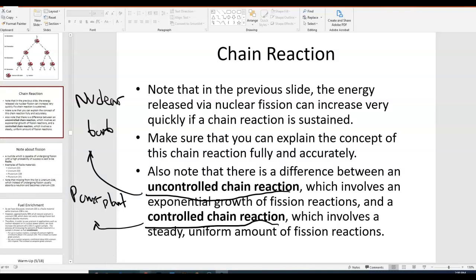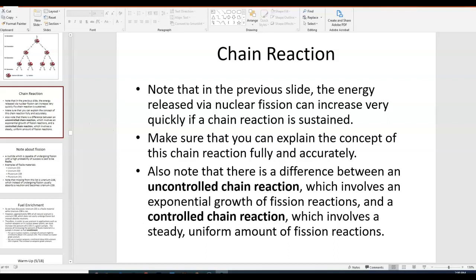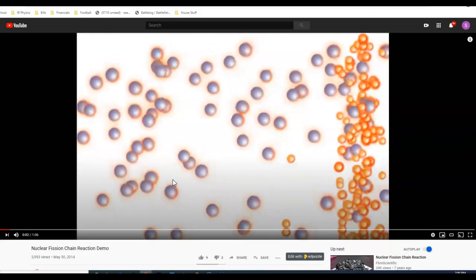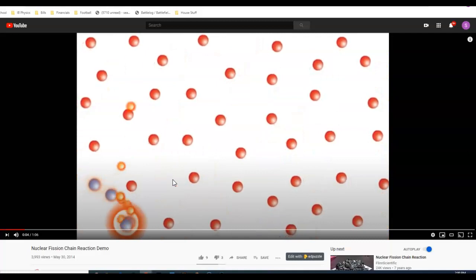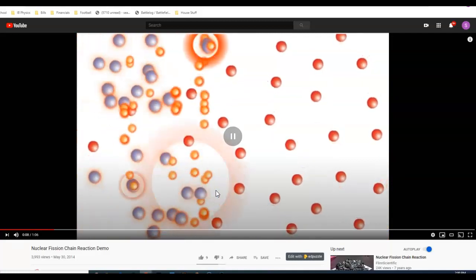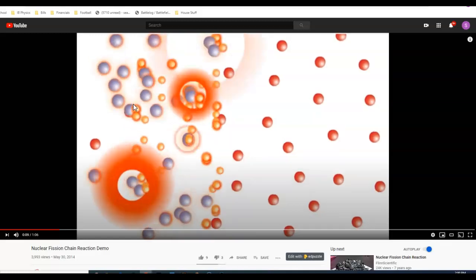I do want to show you really quickly a short video. This is just to show you a nuclear fission chain reaction. What you're seeing here is each of those neutrons coming out producing a new fission, and so the whole process increases exponentially.